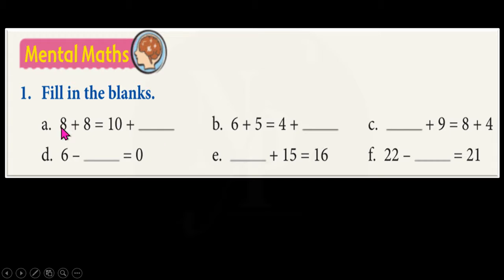Here we should know the sum of these two numbers. On adding 8 and 8, what do we get? 8 plus 8 is 16. So 16 can be written as 10 plus 6, isn't it? So we can write 16 as 10 plus 6 also. Therefore, answer for this question is 6. 8 plus 8 is equal to 10 plus 6.